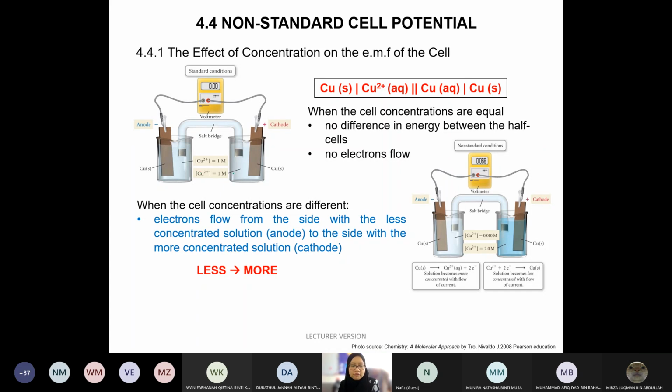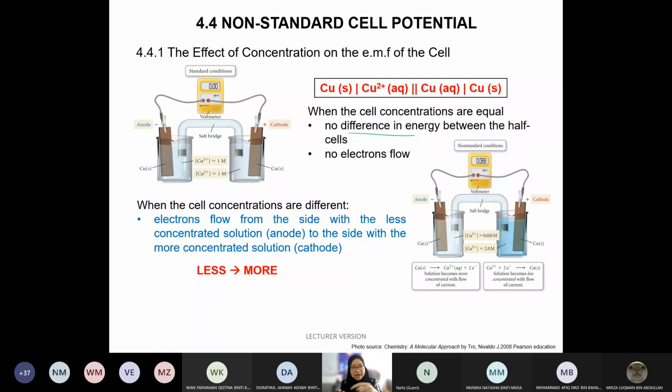And the solution, both solutions are also copper 2 plus, and they both have the same concentration. When the cell concentrations are equal, there is no difference in energy between the half cells. No difference in potential, simply put. So if there is no difference in potential, why would the electron need to move? In the first place, it just stays.